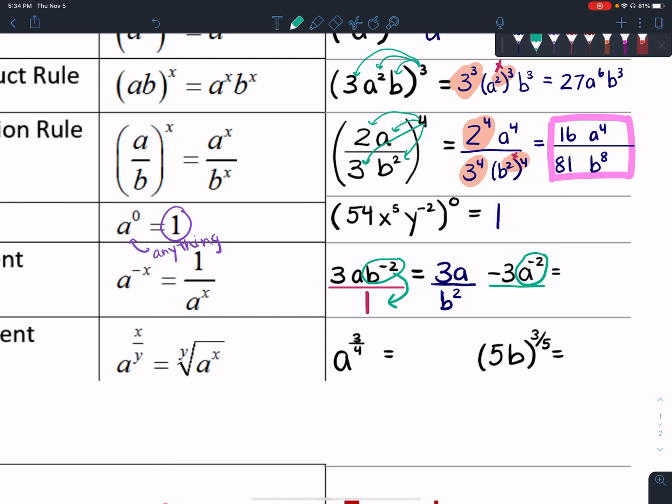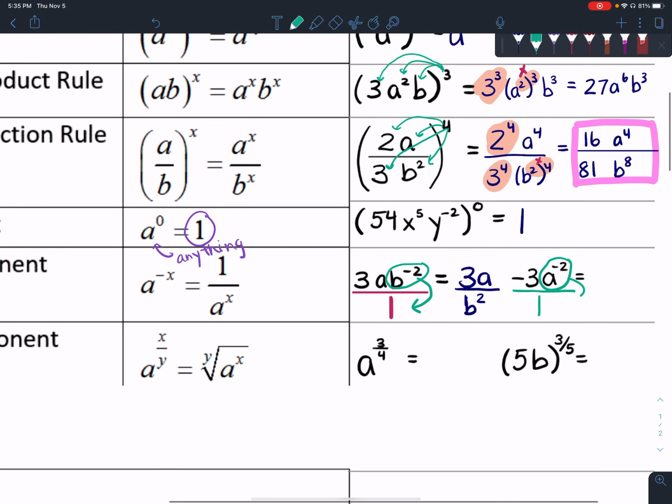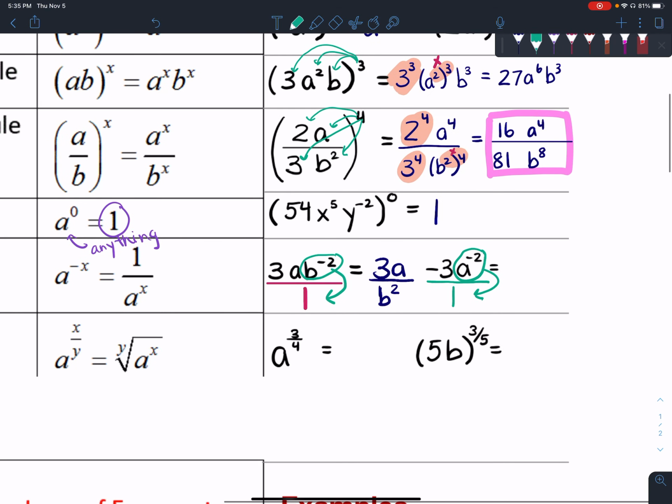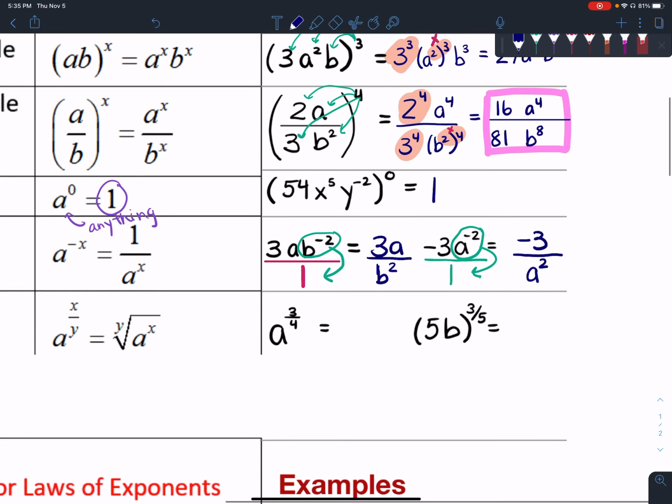So remember, we have our fraction line, we have our invisible denominator of 1, that a to the power of -2, that's going to move down to the denominator where it won't bother us anymore. The -3 is going to stay on top. It does not need to move. And because we're moving that a, its exponent is going to become positive when we move it down to the denominator. Okay, so that is it for negative exponents.